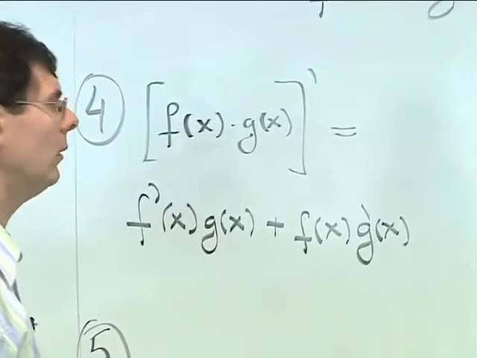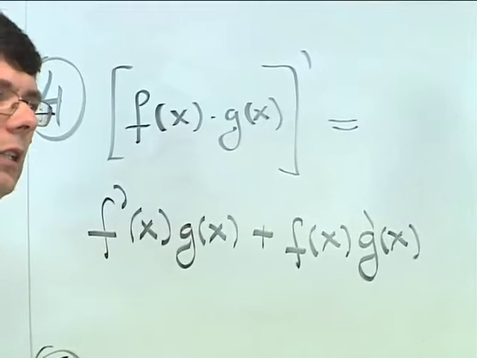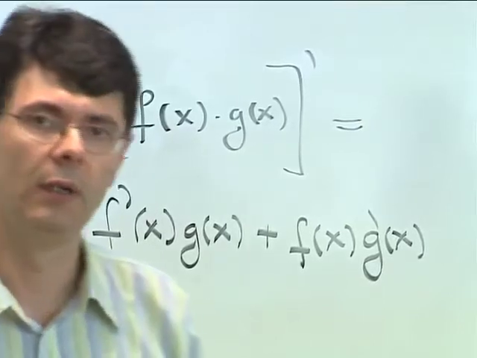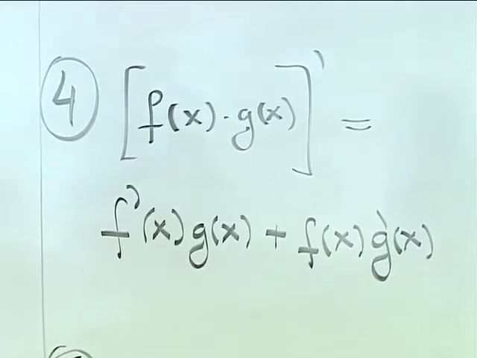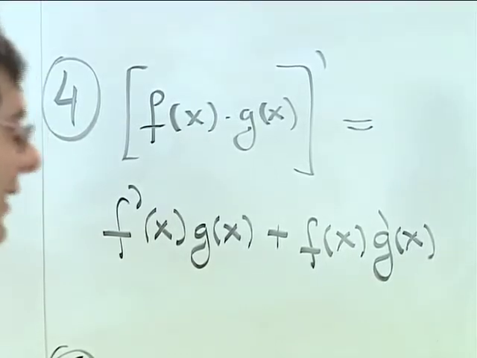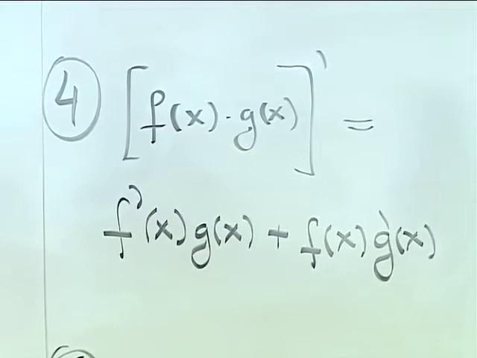It took Leibniz, if I'm not mistaken, 15 years to find out the right formula. 15 years. Well, he had a lot of time. He was a busy guy.